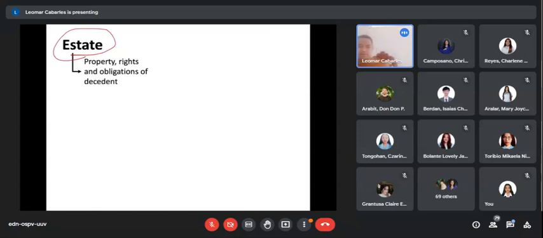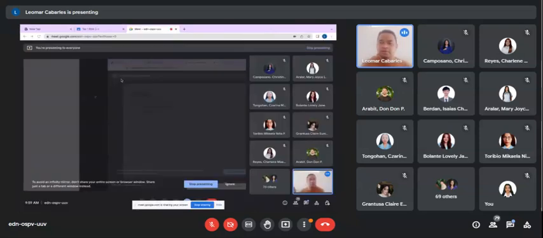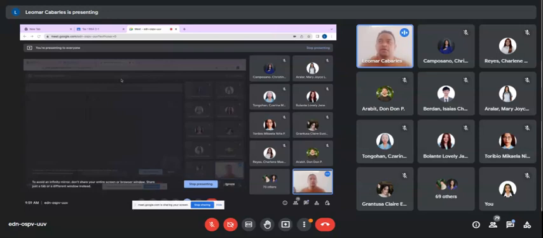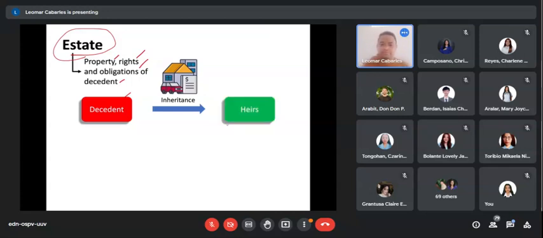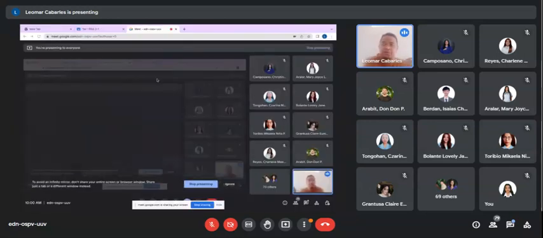Ang estate class ay properties, rights, and obligations nung namatay. Ito yung mga ari-arian in Filipino term. No? Ito yung mga ari-arian ng namatay. Okay? So, yung namatay, will pass on yung kanyang mga ari-arian doon sa kanyang mga tagapagmana. So, let's say for example, si Henry C., nung namatay siya, yung holdings niya sa SM Group, napunta sa mga anak niya. Okay?